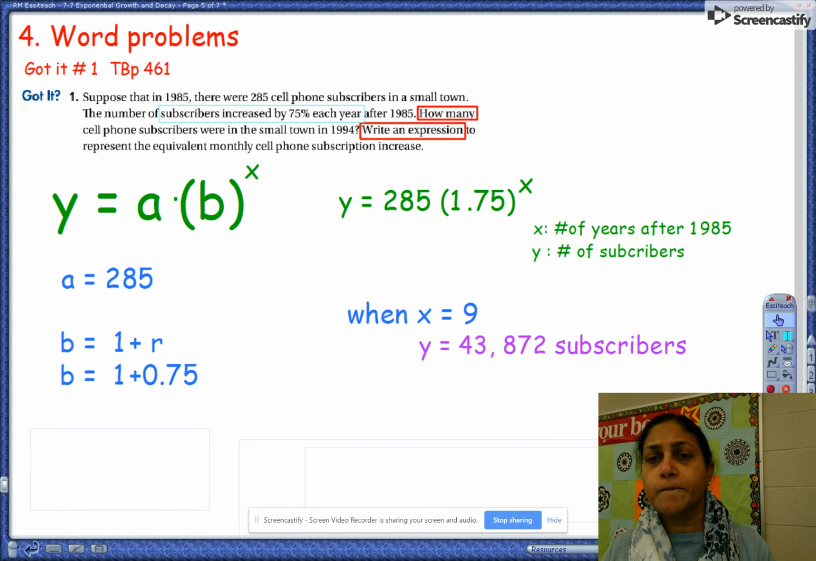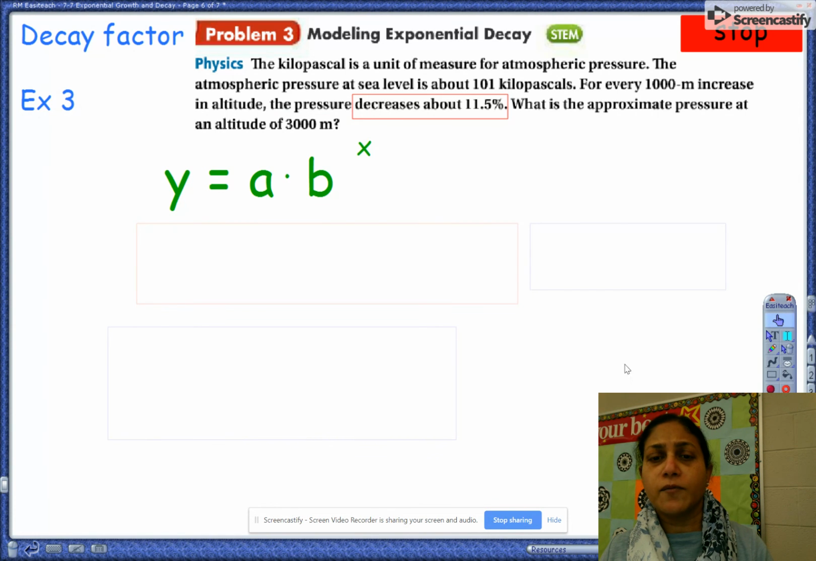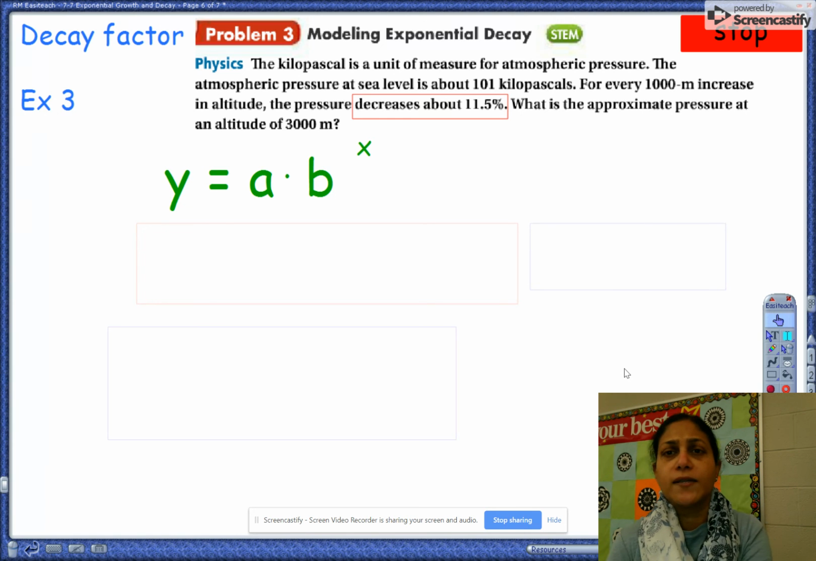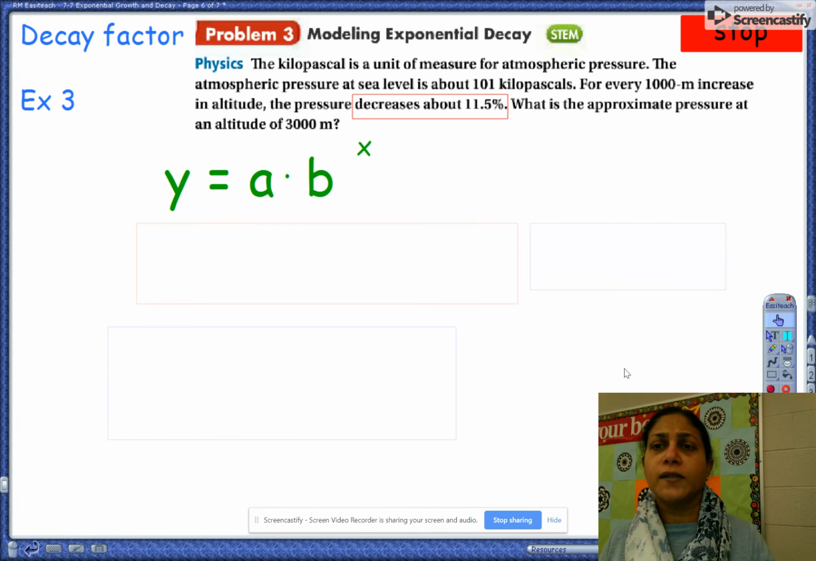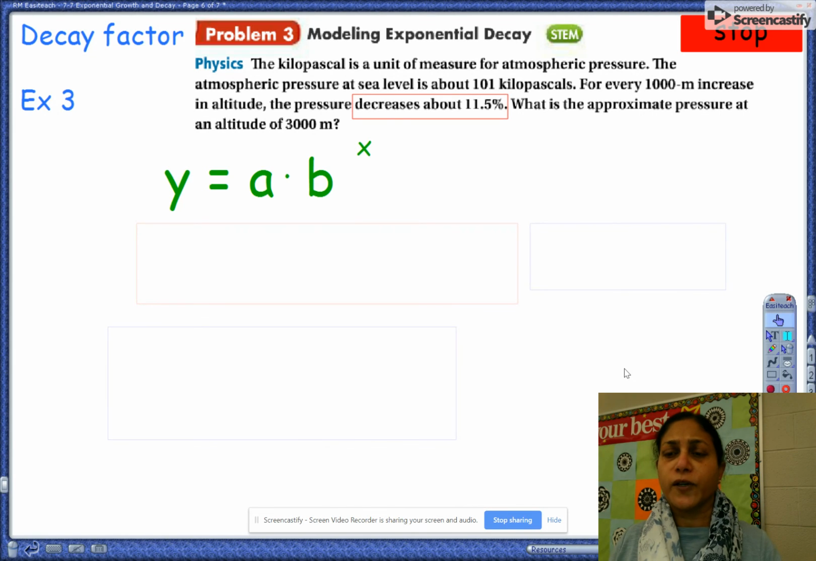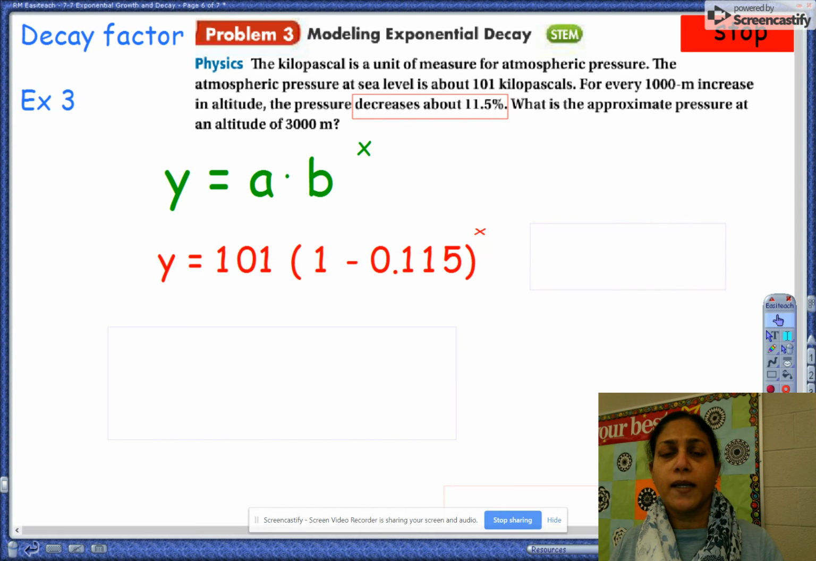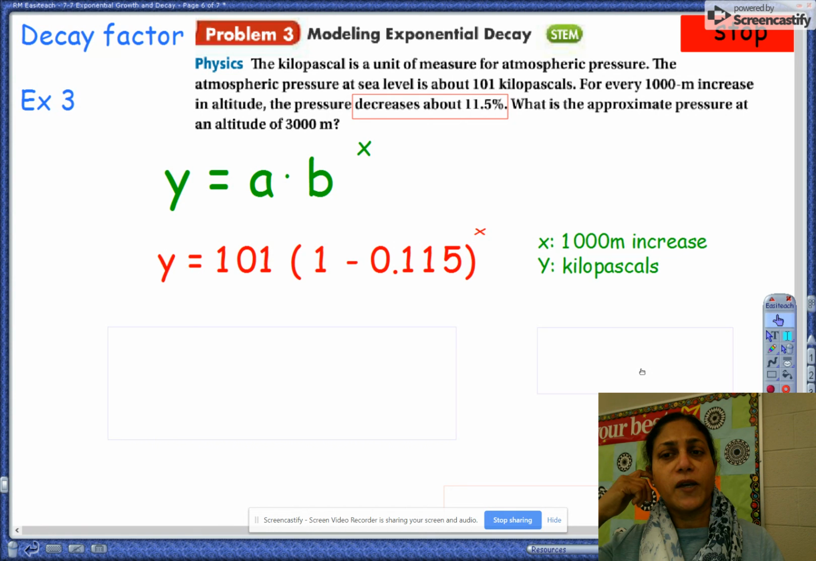Let's try one more. I want you to give this a try before I reveal the answers. In this case, a kilopascal is a unit of measure for atmospheric pressure. At sea level, it's about 101, but for every 1,000 meter increase, it decreases by 11.5%. So it turns out that y is equal to 101, and since it's a decrease, it's going to be 1 minus 0.115 to the x. Don't forget, x is the number of times we go up every 1,000 meters, and y is the kilopascals.